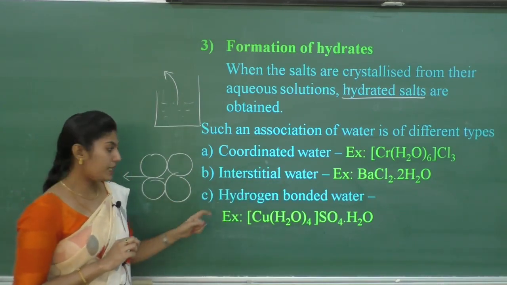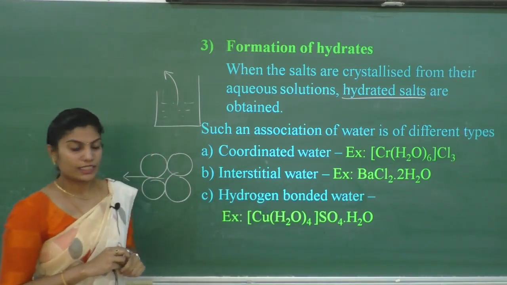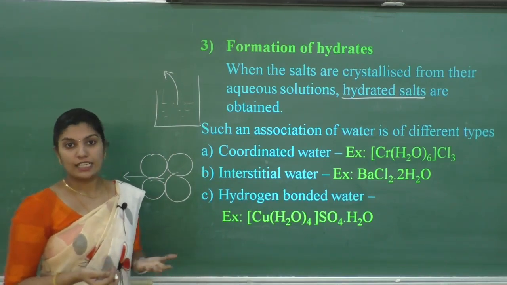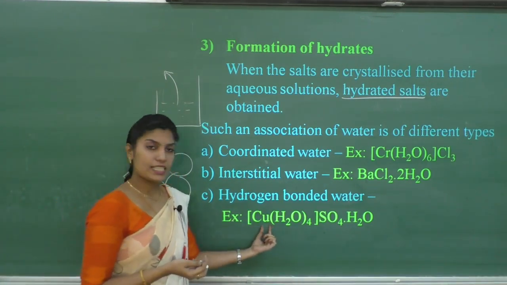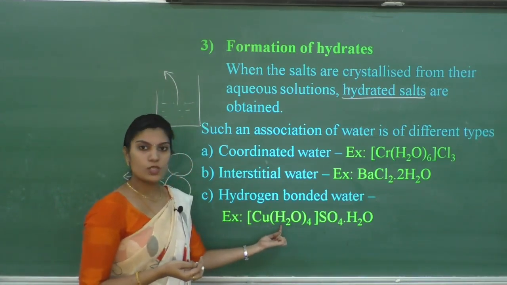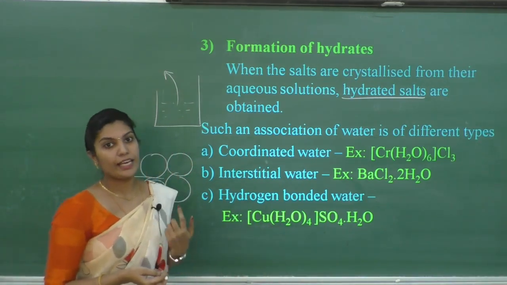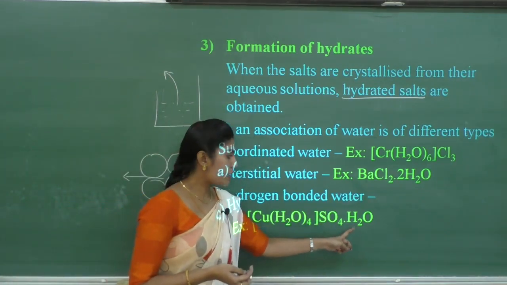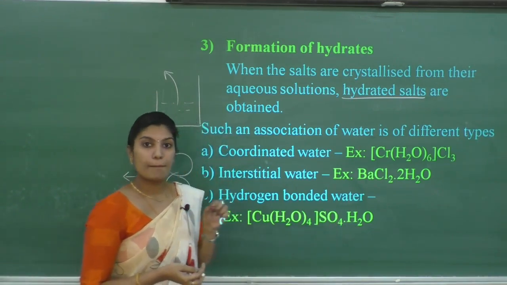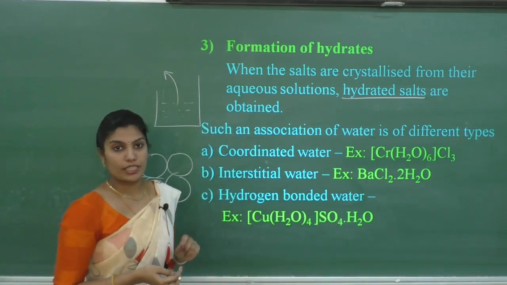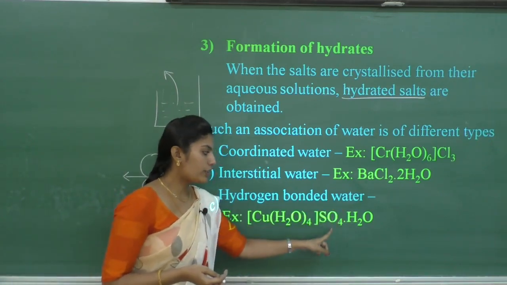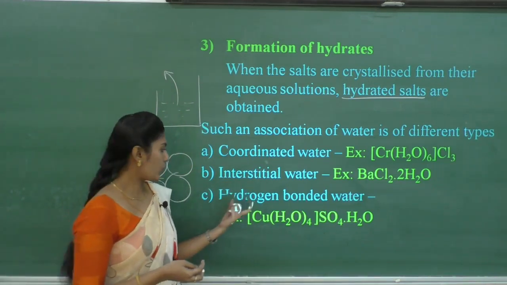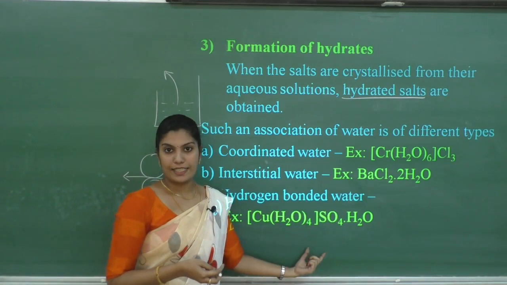Next, the third type is hydrogen bonded water. In this example, copper sulfate pentahydrate, 4 water molecules are bonded to copper by a coordinate bond, and the 5th water molecule is bonded to a sulfate ion by a hydrogen bond. In this case, water is bonded to the sulfate by a hydrogen bond. Then these hydrates are called hydrogen bonded hydrates.